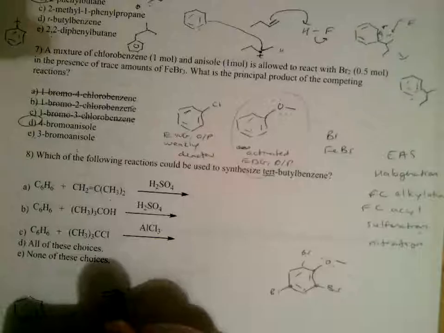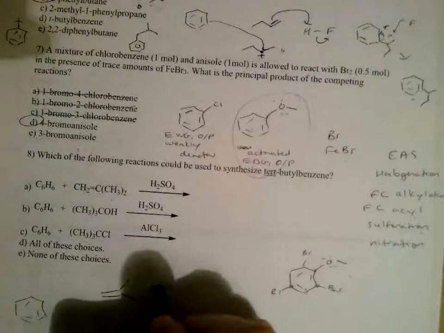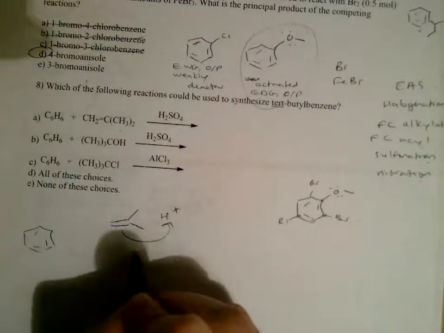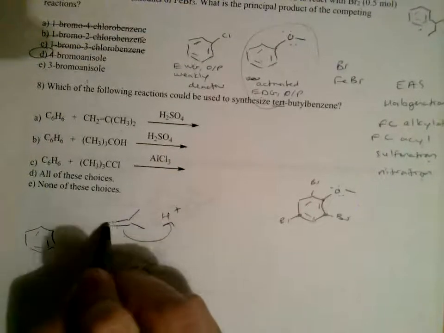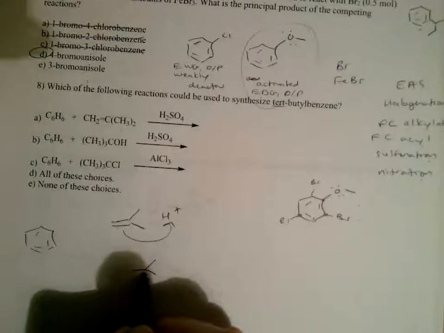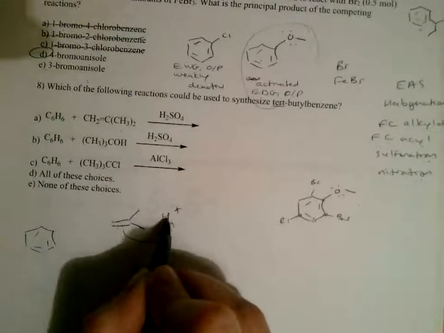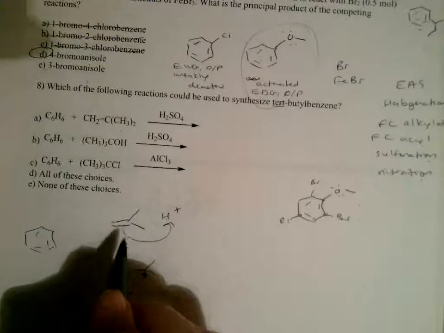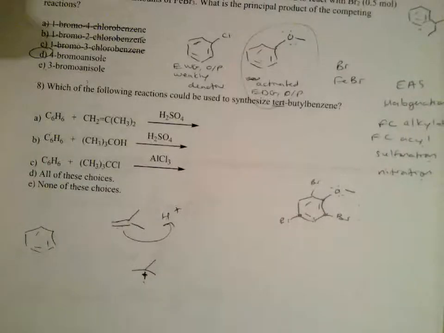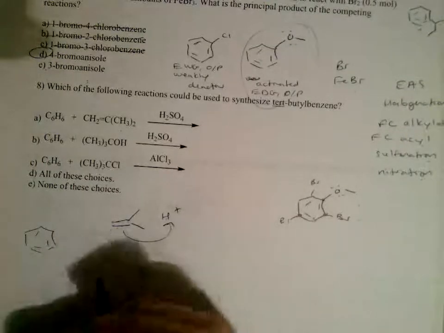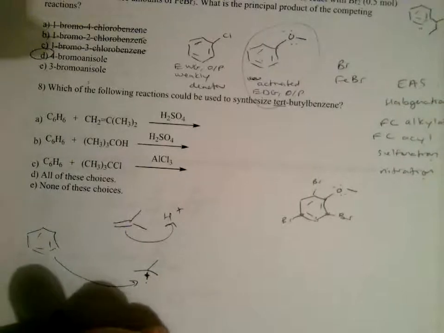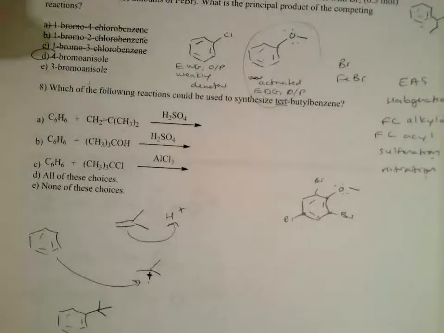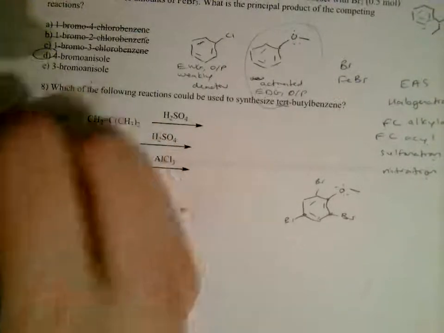CH2 with a double bond to C. Okay, it looks like this, and it's reacted with H+. So the double bond is the nucleophile. This is the electrophile. Your proton will go to the outside, and you'll get a positive charge because 2 electrons go into forming a bond with this proton. So then there's nothing left behind here. Carbon's missing a bond, so it's a positive charge right there in the middle. And then when benzene attacks, it'll attack at the carbocation, and there are 3 methyl groups coming out of that. So that looks like tert-butylbenzene to me. So A will definitely work.